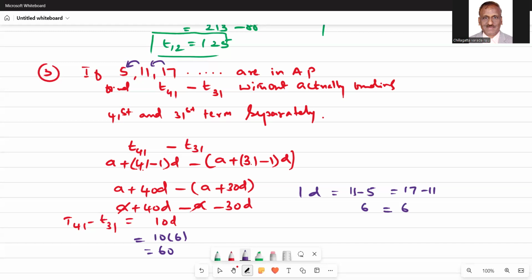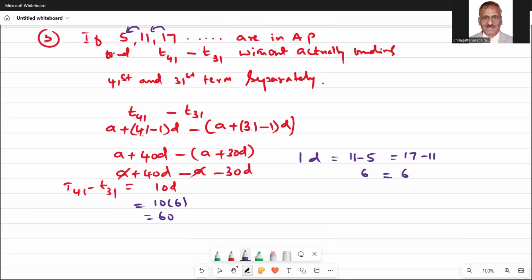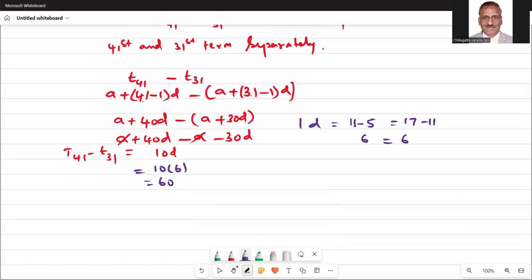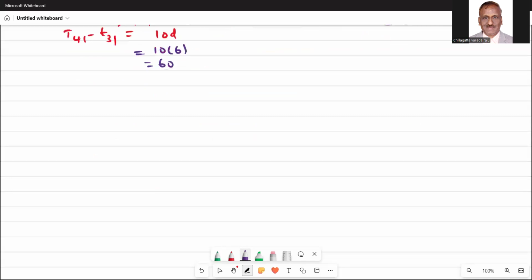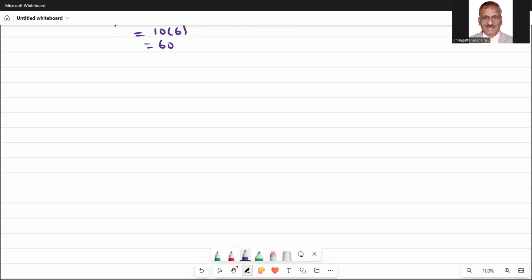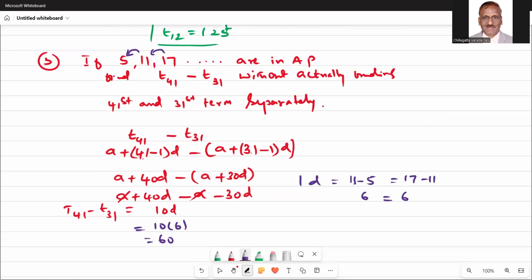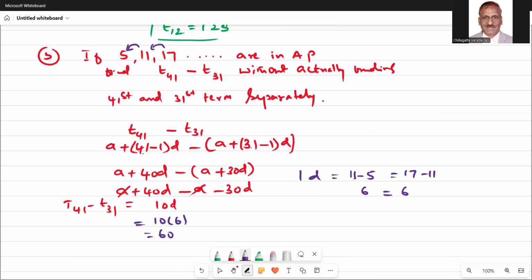Okay, so you need not waste time separately finding and simplifying them, getting the 41st term and the 31st term and doing some subtraction. Here, by using the formula directly on the 41st and 31st term, the A terms get cancelled, only D will be left. Substitute the value of D, and you are going to get the required result. So the third question we have completed. Again, that was an application oriented question. Now we are going to the fourth question.